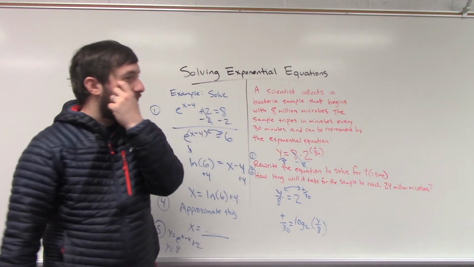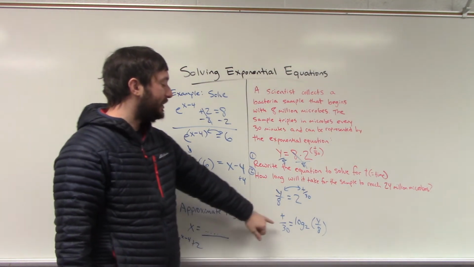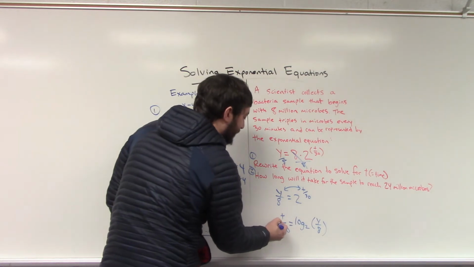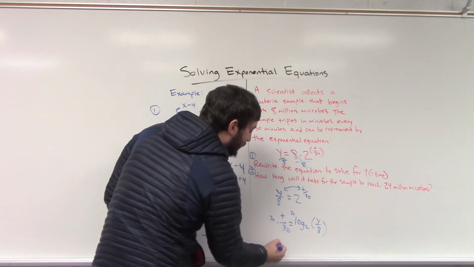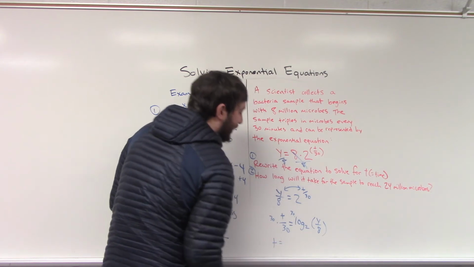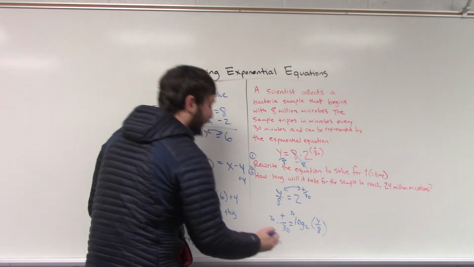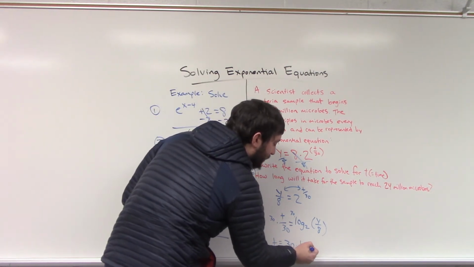And lastly, to get t by itself, of course, opposite operations yet again. Opposite of division will be multiply. 30 to both sides. So in essence, what we're going to get is time equals, the time it takes to triple will equal 30 times this logarithm.